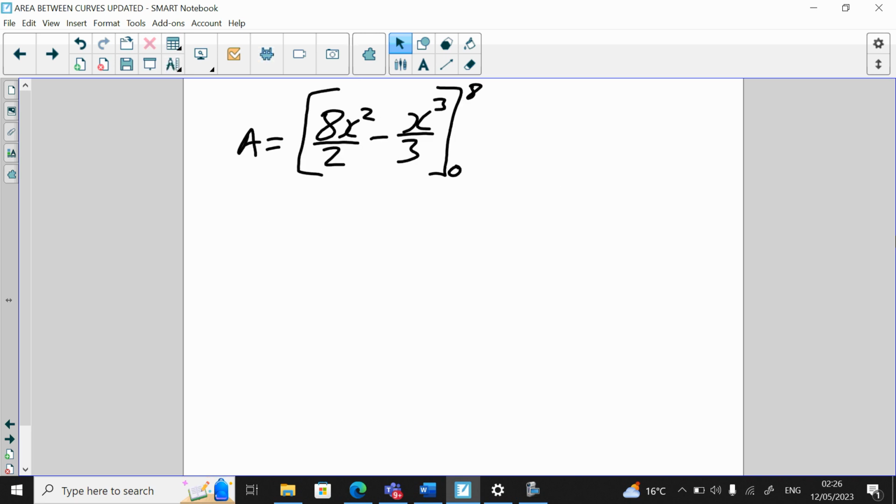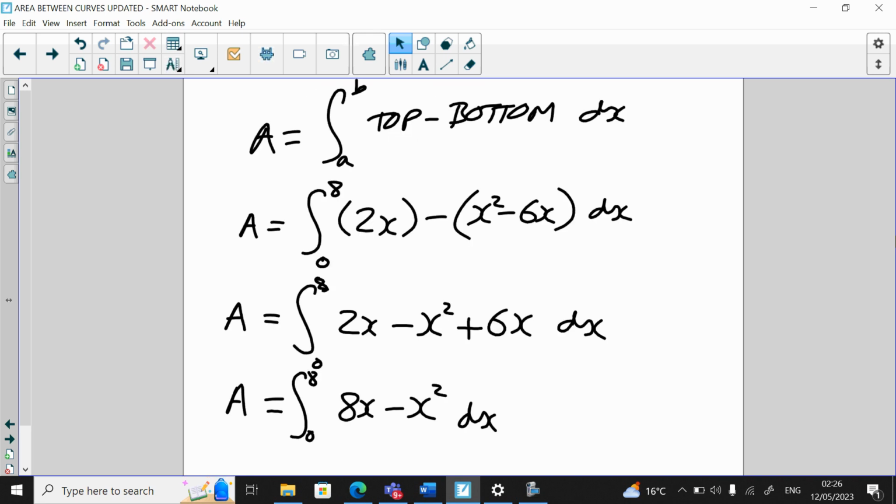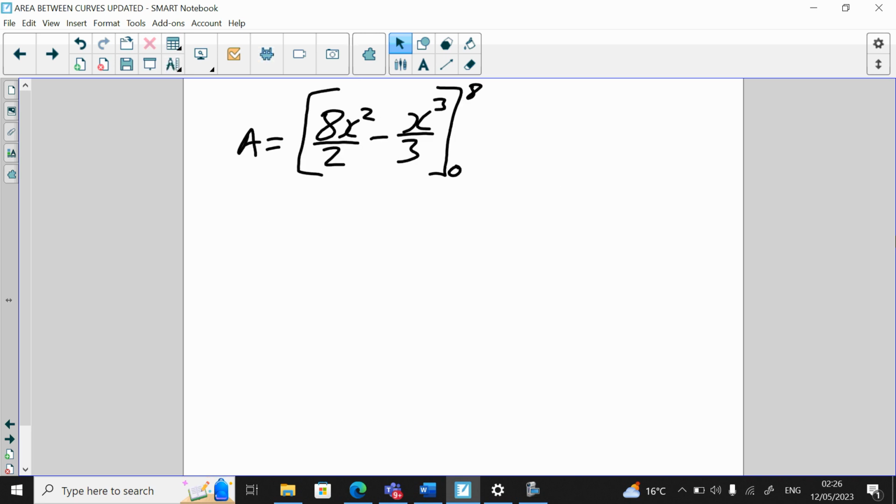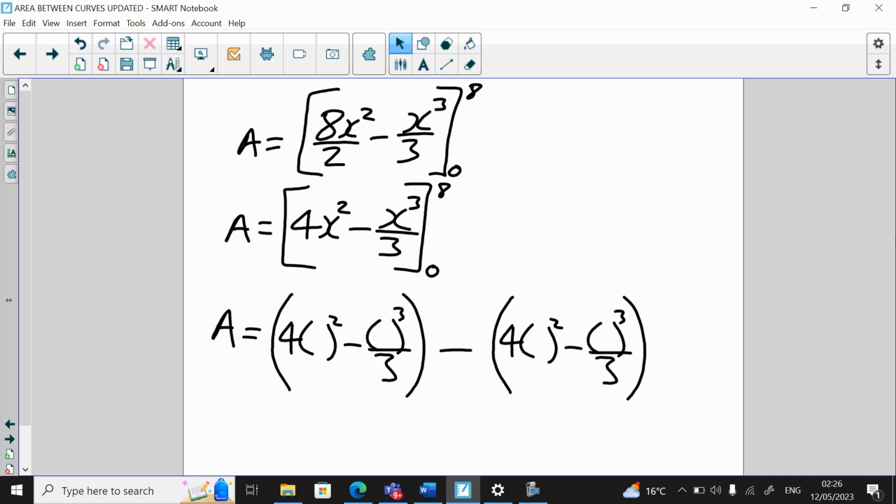Okay, here it goes. So increase the power by 1 divided by the power in both of these. That's what I've done there. The 8 over 2 on the left hand side, I can simplify that. And that's what I've done. Okay, now I can copy and paste and then insert my limits. Remember, it's always a minus between these. Insert my limits. Okay, 4 times 8 squared, that's 4 times 64 is 256.